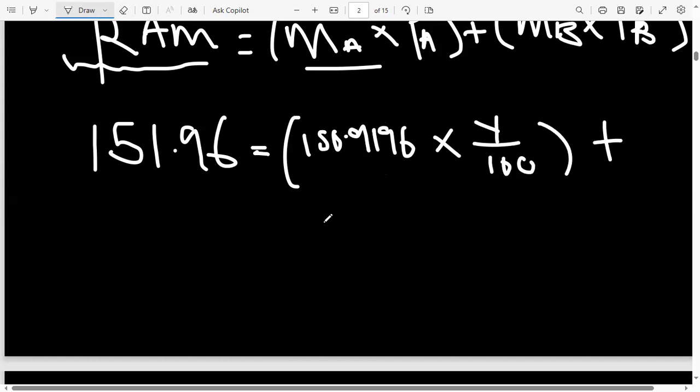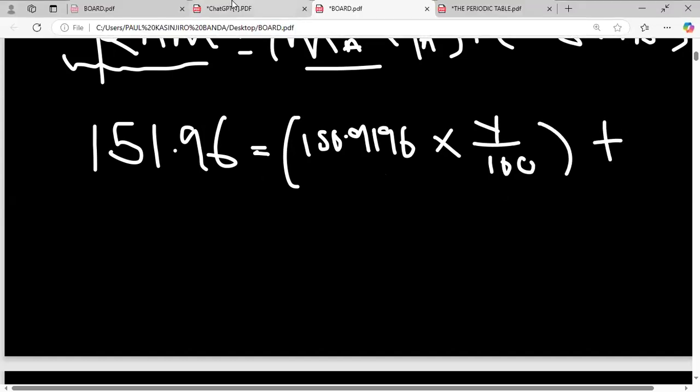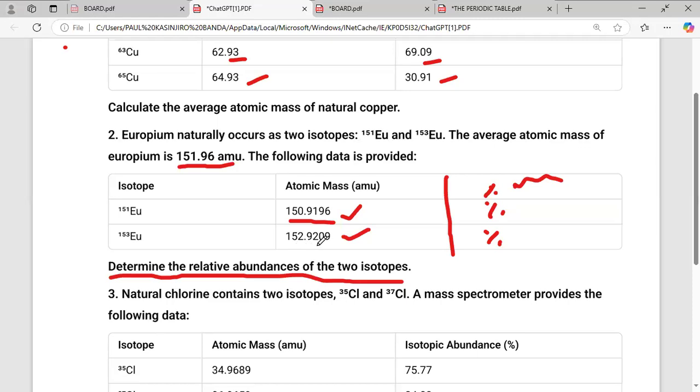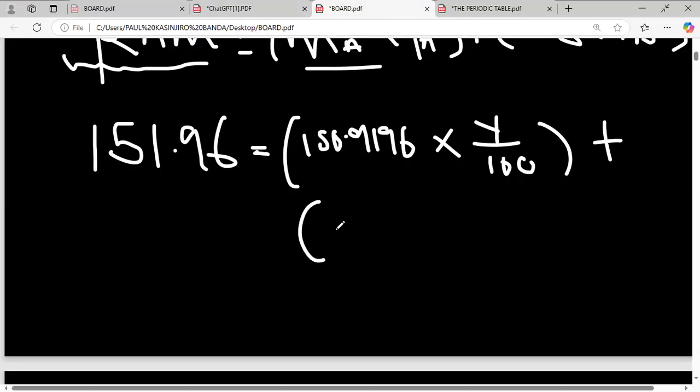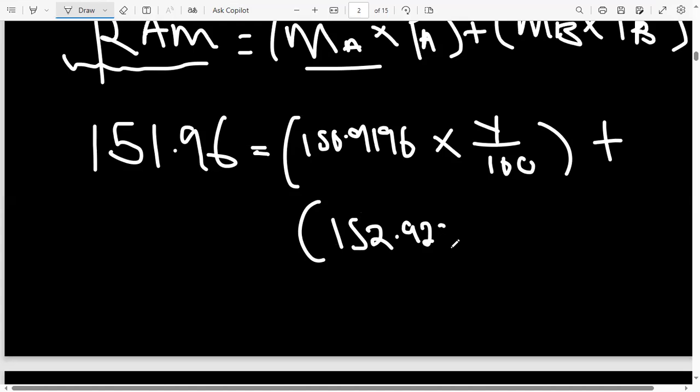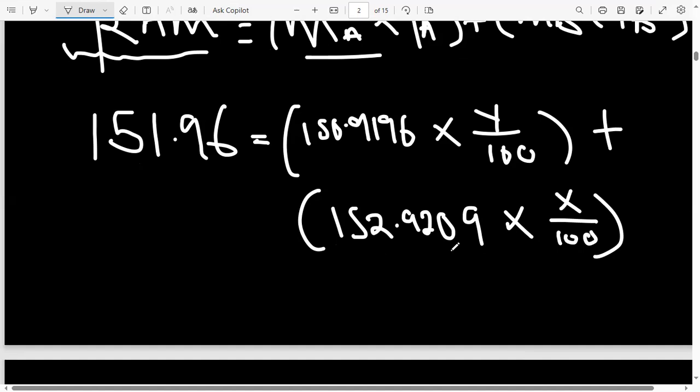And then plus, for the other one, the mass is 152.9209. We multiply this by the abundance, x divided by 100. So this is what we have. We are going to divide this number by 100 and this number by 100. So we have 151.96 is equal to this number divided by 100.